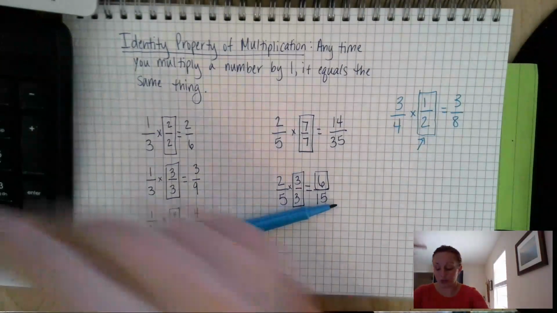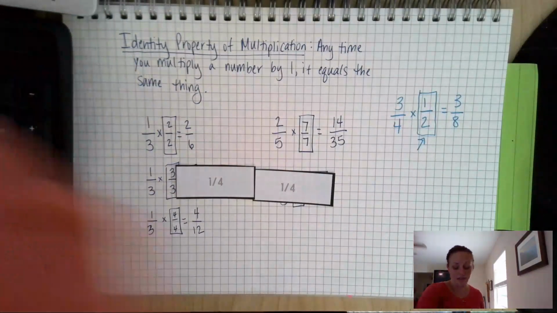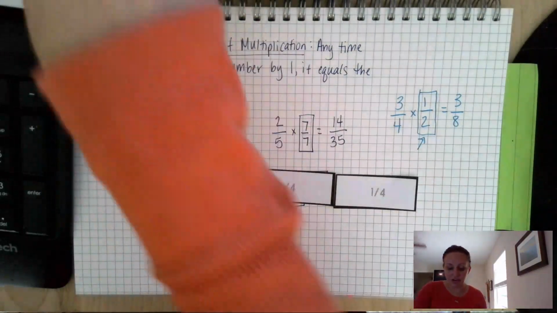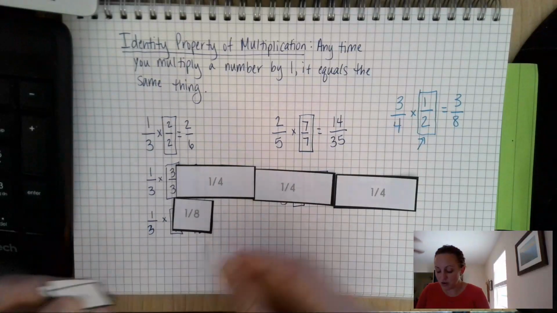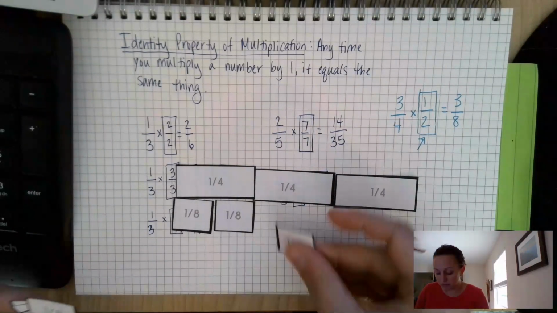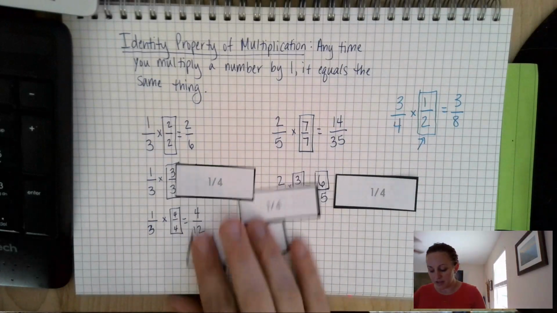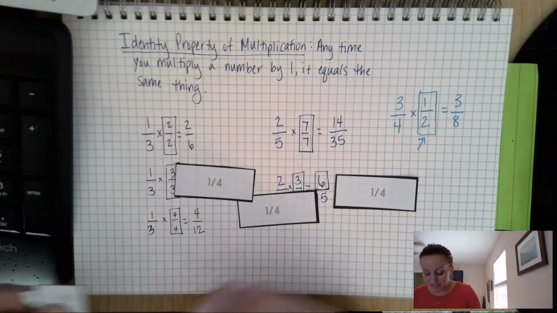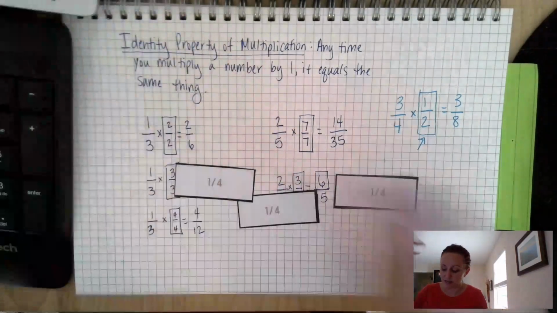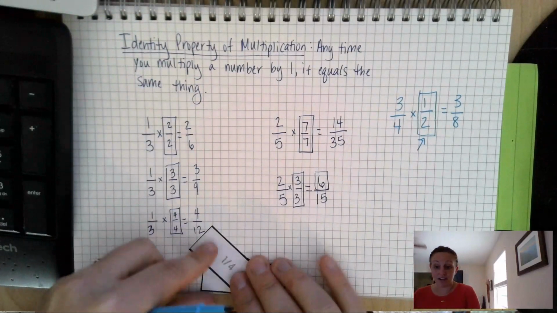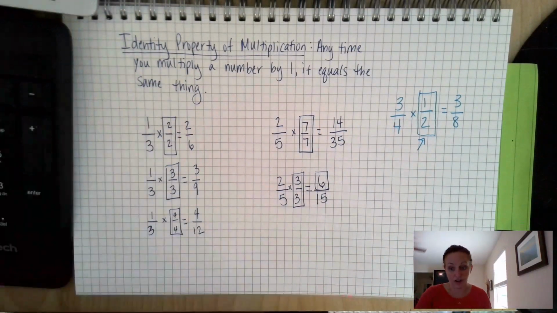I could pull 3 of my 4ths, right? And 3 of my 8ths, and they're not going to be the same. And you know that because the 8ths are smaller. Remember, if the pieces are smaller, it takes more of them. So I am wrong because I did not multiply by a fraction equal to 1. I always have to have that same numerator and denominator when I'm multiplying to find equivalent fractions.